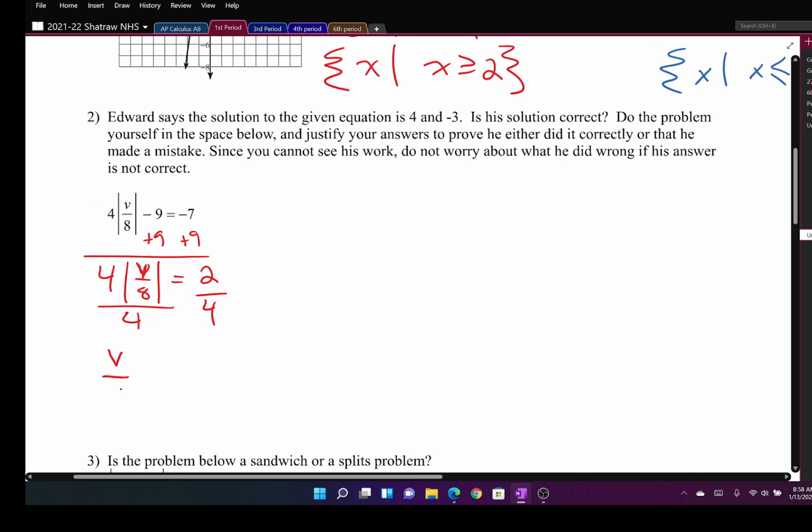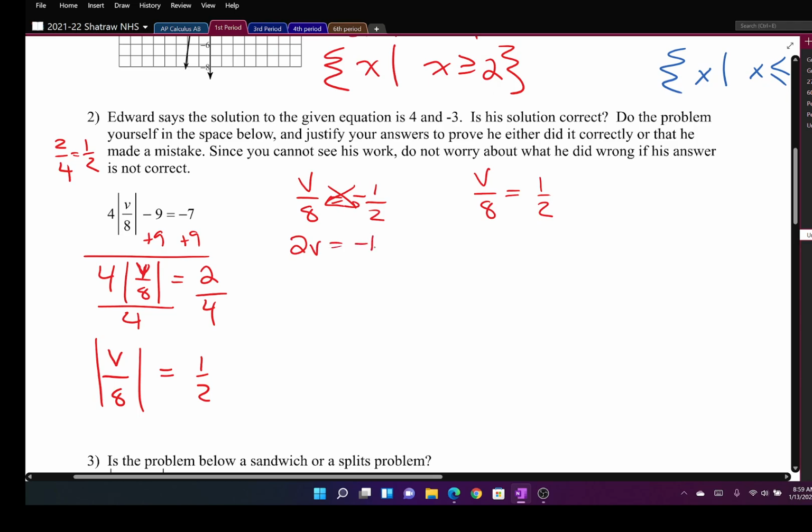So I have v divided by 8. The absolute value of that equals 1/2, because 2/4, remember, is the same thing as 1/2. And now what am I going to do? I'm going to split it. So I have it equal to -1/2, and I have it equal to +1/2, and I sure wish I'd written smaller. So v divided by 8 is this, and v divided by 8 is this. And guess what? I already taught you cross multiplying, and that's a skill that you should use anytime you have a fraction equal to a fraction.